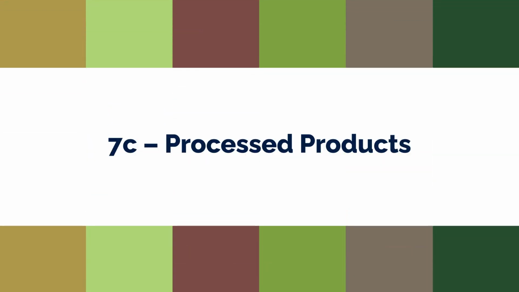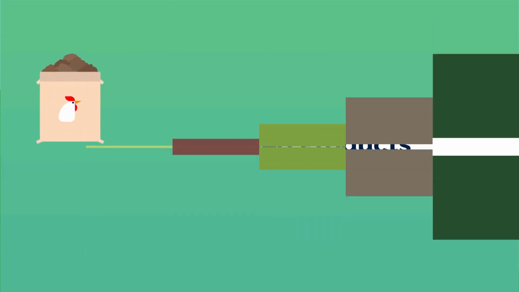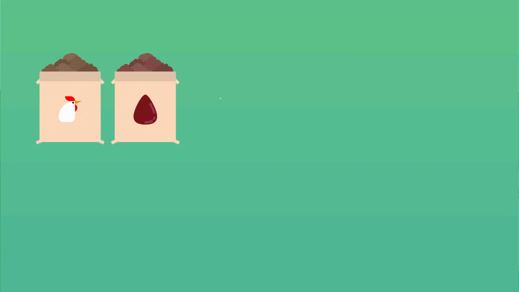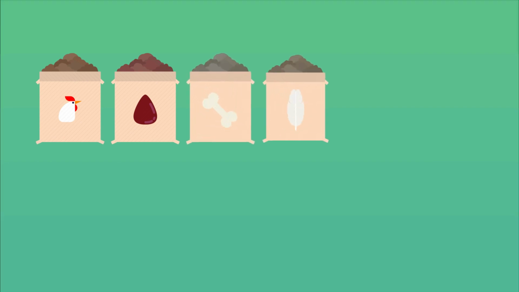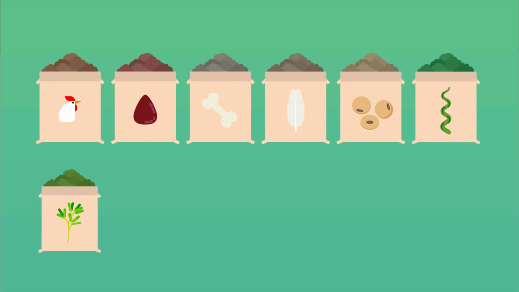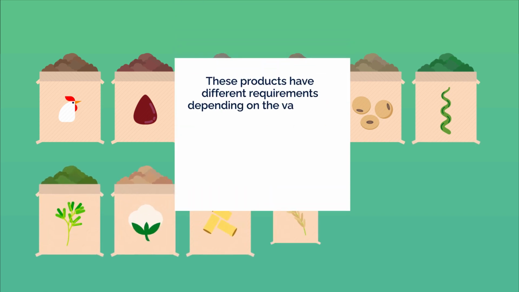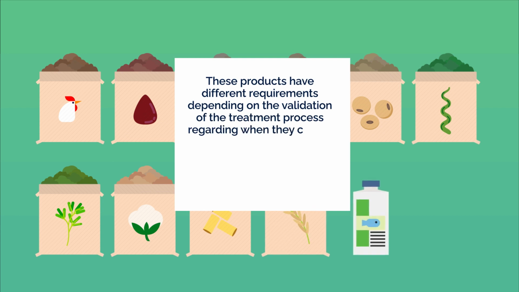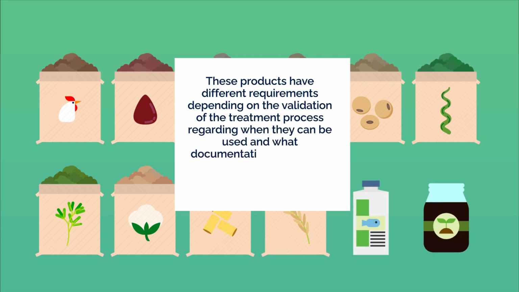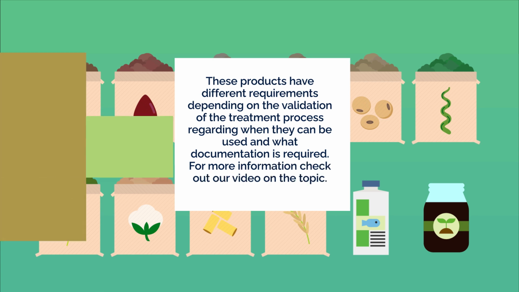7C. Processed products. These soil amendments and crop inputs are those that may or may not contain products of animal origin, but that have been submitted to a validated treatment process other than composting. These products have different requirements depending on the validation of the treatment process regarding when they can be used and what documentation is required. For more information, check out our video on the topic.